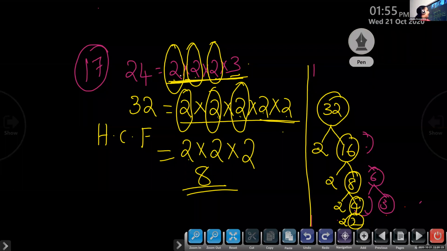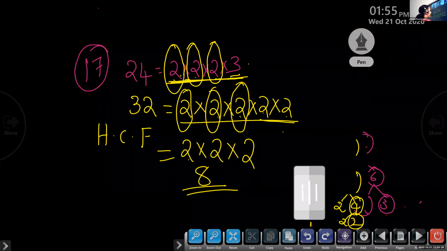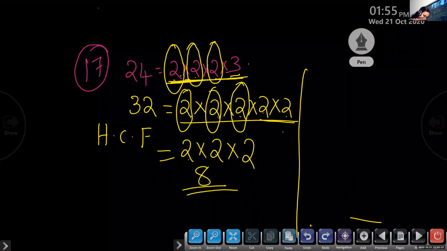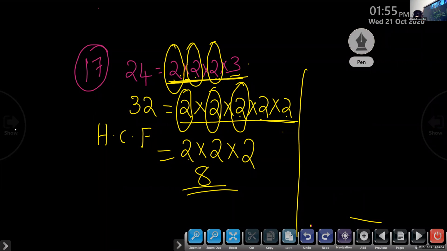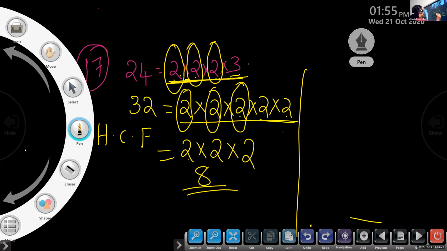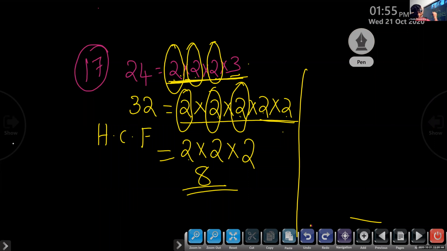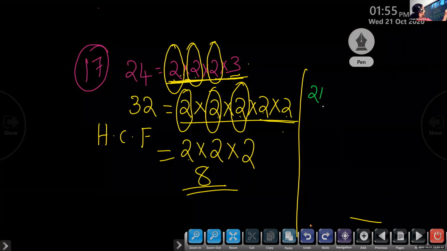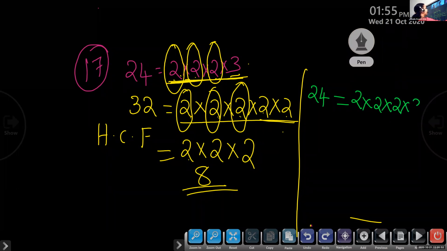Okay, I will write it here, LCM. This is question number 18, but we can take the prime numbers from here. The same numbers, but here we have to find the LCM, the least common multiple. So children, look here. 24 can be written as 2 into 2 into 2 into 3, and 32 can be written as 2 into 2 into 2 into 2 into 2.